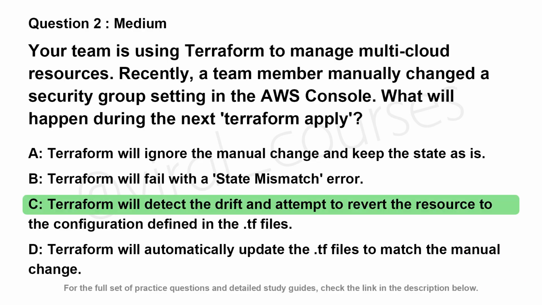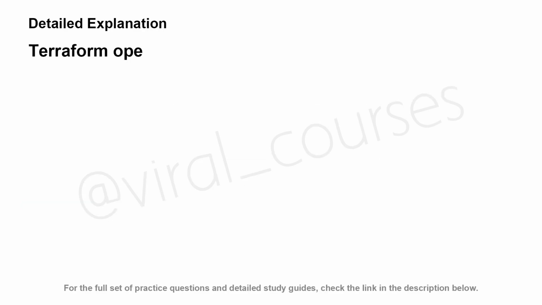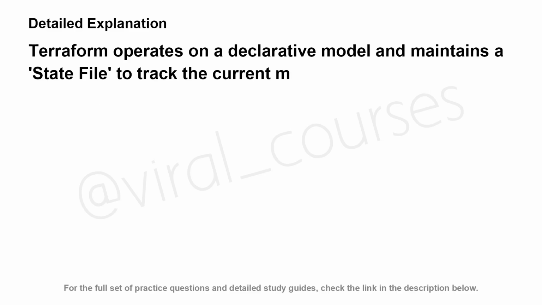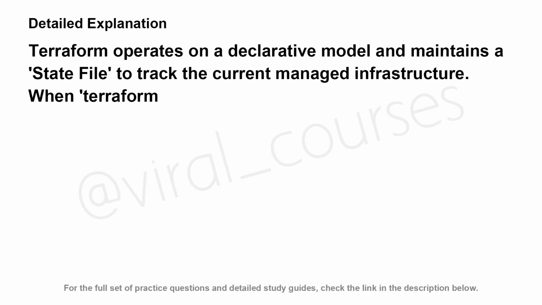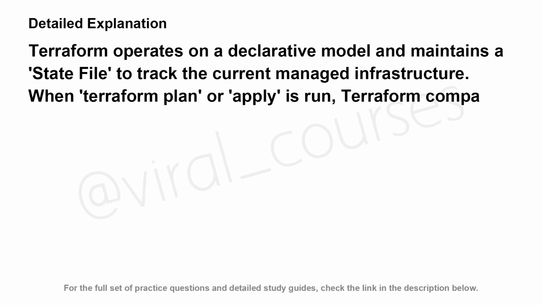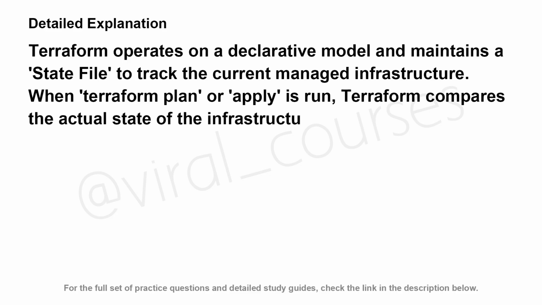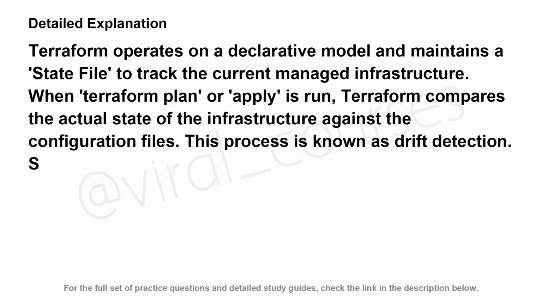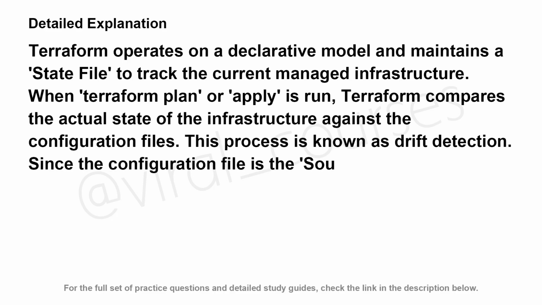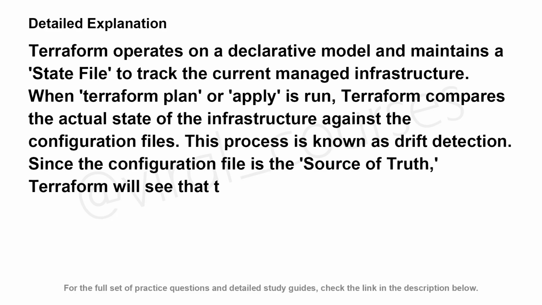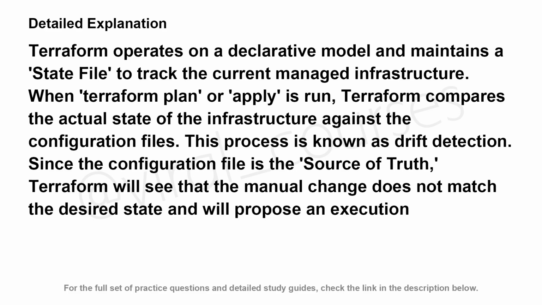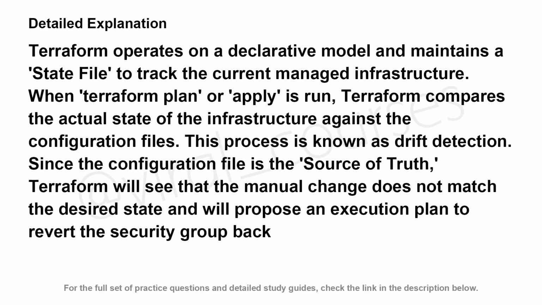The correct answer is C. Terraform operates on a declarative model and maintains a state file to track the current managed infrastructure. When Terraform plan or apply is run, Terraform compares the actual state of the infrastructure against the configuration files. This process is known as drift detection. Since the configuration file is the source of truth, Terraform will see that the manual change does not match the desired state and will propose an execution plan to revert the security group back to its defined state in the code.